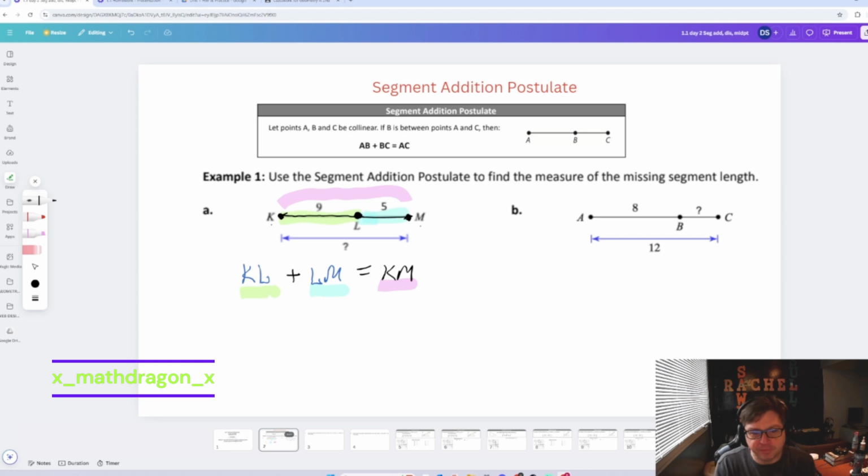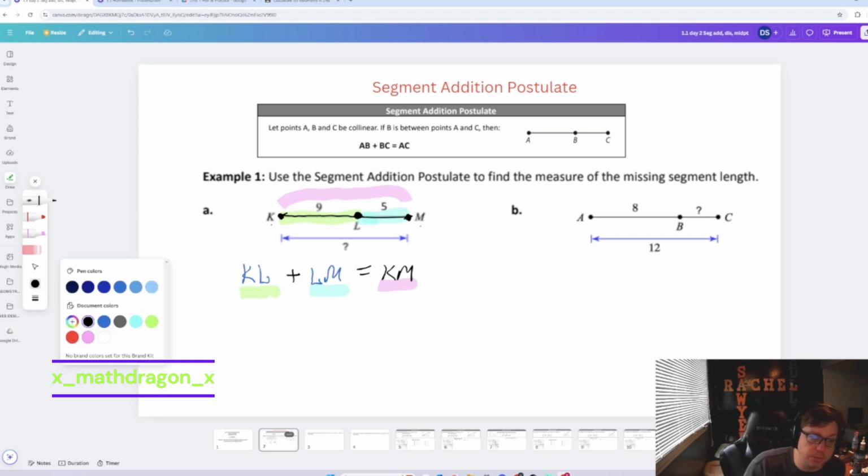Okay? So now geometry becomes substitute and solve, and substitute and solve, and substitute and solve. You will do this at length for geometry. So the first piece, K to L, is 9. So I'm going to substitute 9 in for K to L. Then I'm going to put in LM. From L to M is 5.